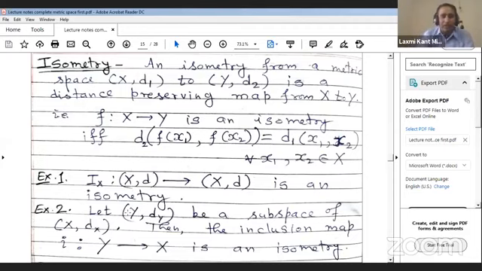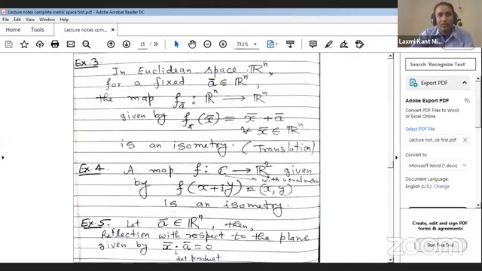Okay, now the next example is if Y is a subspace of X, d, then clearly Y is included in X. That means the inclusion map i from Y to X is an isometry. So these are two examples here, and the third one is what?